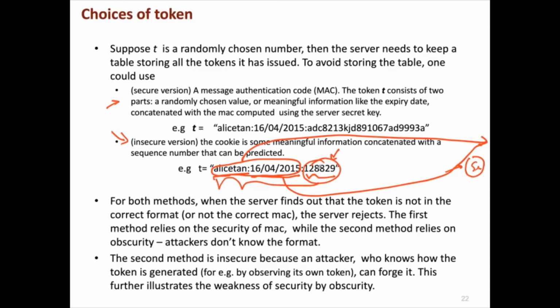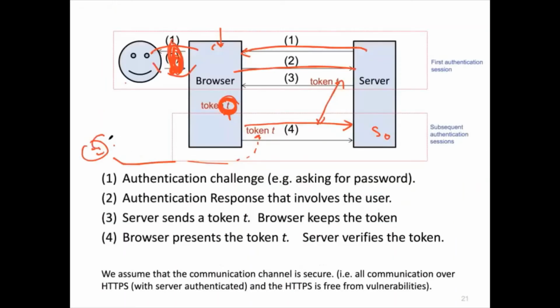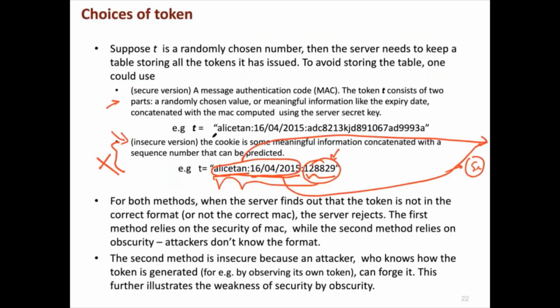A secure version will be of this form. Likewise, we still have Alice Tan and all the information required here. But this part is actually the MAC computed from this. So we have Alice Tan, we have all the information here, then we just go to the MAC, and then this comes in here.